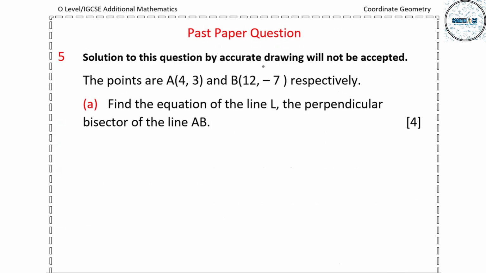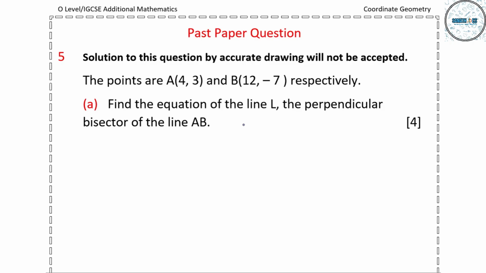Let's do a past paper question. Solution to this question by accurate drawing will not be accepted. It means that we don't have to solve it by drawing on a grid. We have to do calculations. The points are A 4, 3 and B 12, -7 respectively. Find the equation of the line L, the perpendicular bisector of the line AB.